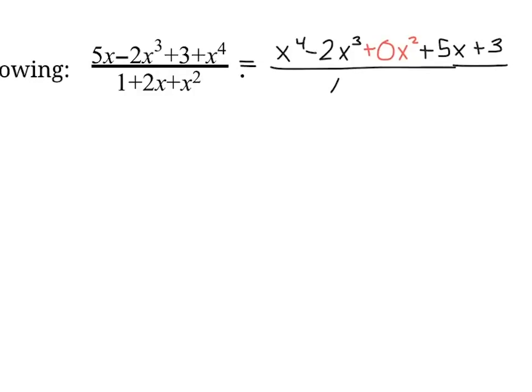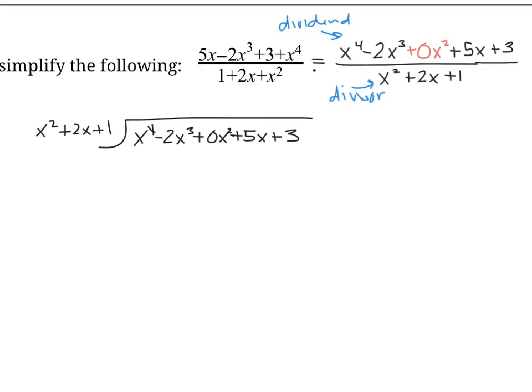So the divisor would be, if we rearranged it, x squared plus 2x plus 1. So now that we have everything set up, we're going to start dividing. Even though we're not dividing by a linear term anymore, we've got a degree 2 expression, we're going to do it the same way.